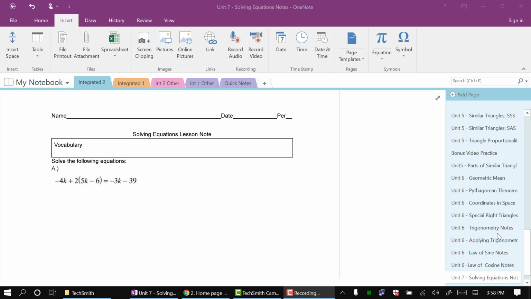Today we're going to be starting Unit 7. Unit 7 deals with algebra, and one of the backbones of algebra is equations. So we're going to start off today with solving equations.